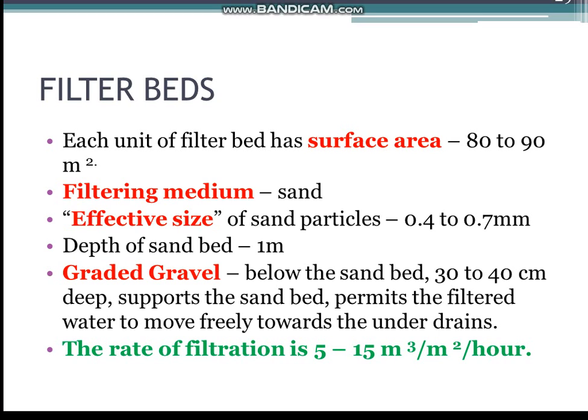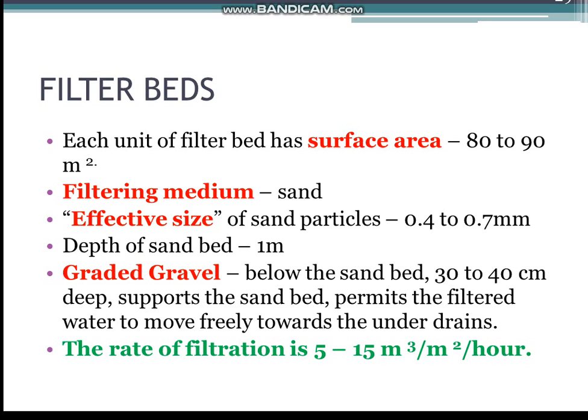Filter beds. Each unit of filter bed has a surface of about 80 to 90 meters square. Sand is the filtering medium. The effective size of the sand particles is between 0.4 to 0.7 millimeters. The depth of the sand bed is usually about 1 meter.